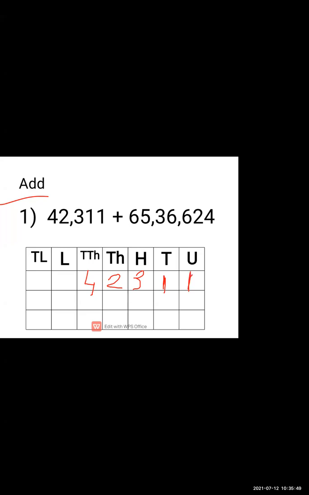So what will be the next number? 65,36,624. 6 is at the 10 lakh place, so you will write 6 at the 10 lakh place. 5 is at the lakh place, so you will write 5 at the lakh place. Next, 3 is at the 10,000 place, so you will write 3 there. 6 is at the 1000 place, so you will write 6 at the 1000 place. Again, 6 is at the 100 place, so you will write 6 in the 100 column. 2 is at the 10 place, so you will write 2 in the 10 place.